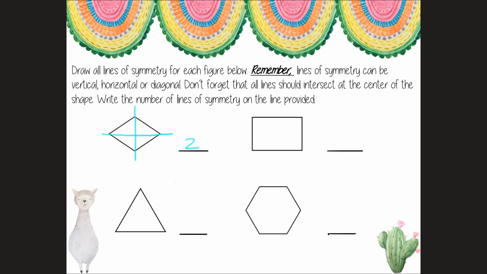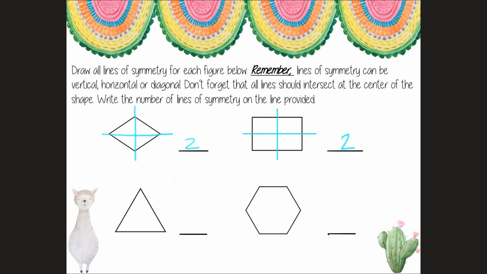Pause this slide and try to find the rectangle's lines of symmetry. How did you do? Does your answer match mine? You should have ended up with 2 lines of symmetry that intersect in the middle.